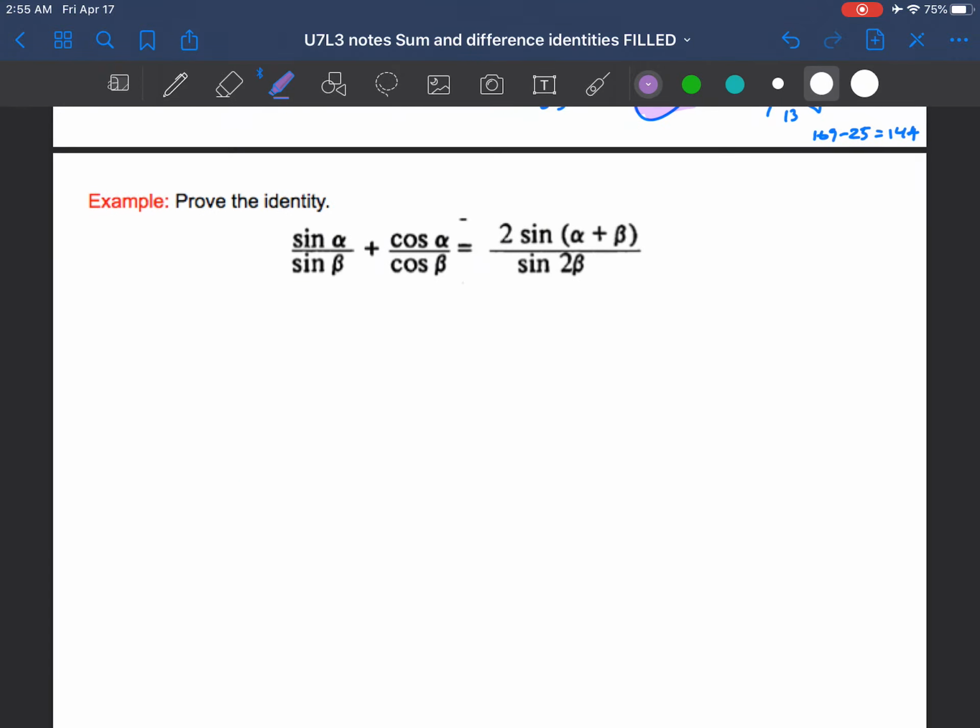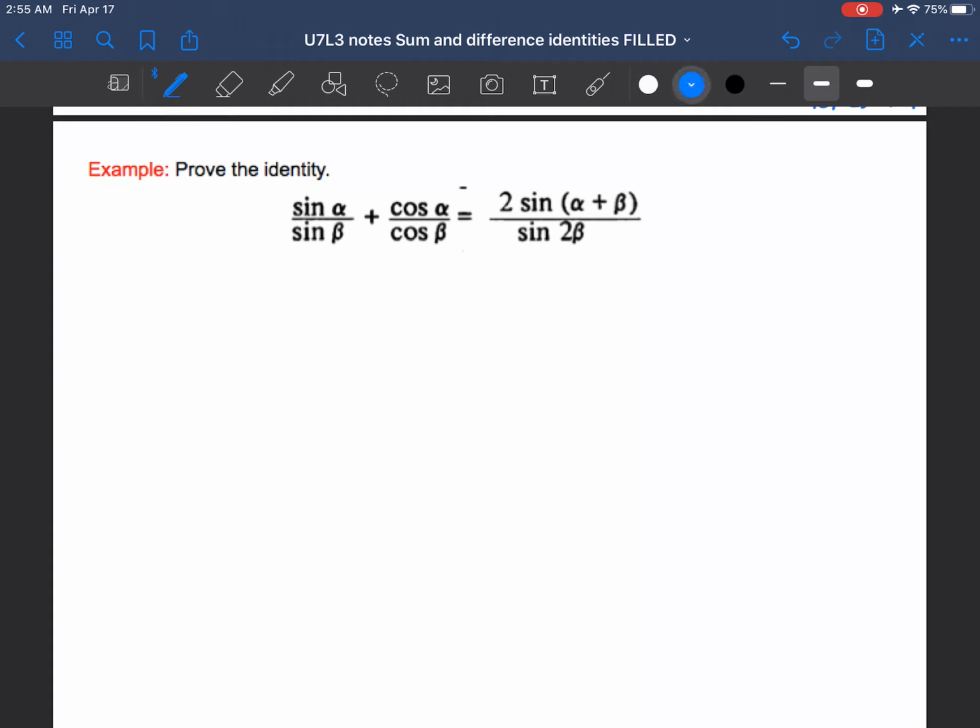All right, 2 more pages. Prove this identity. Okay. So we want to prove that sine alpha over sine beta plus cosine alpha over cosine beta is equal to this. Yikes. Well, with a proof, we only can work with one side, and I like to go from more complicated to more simple, right? And I'm saying this is more complicated because this is 2 terms. So I've got 2 terms, and I want to merge them into one. We better have a common denominator, right?